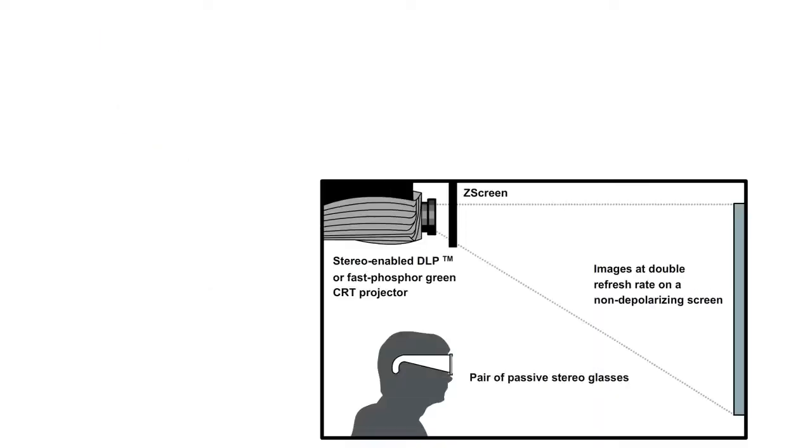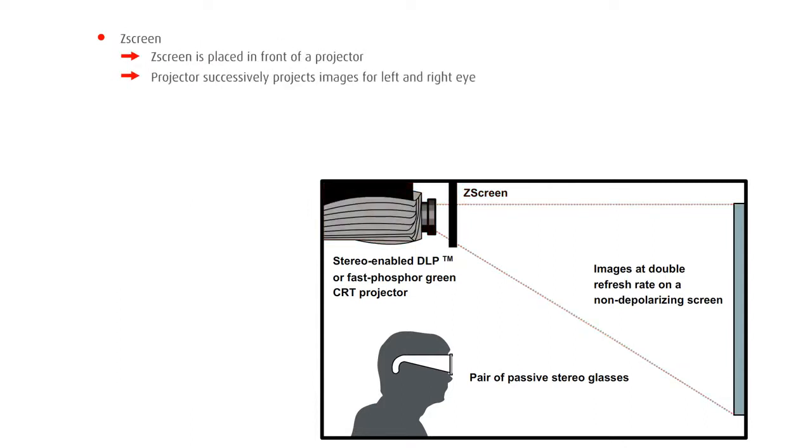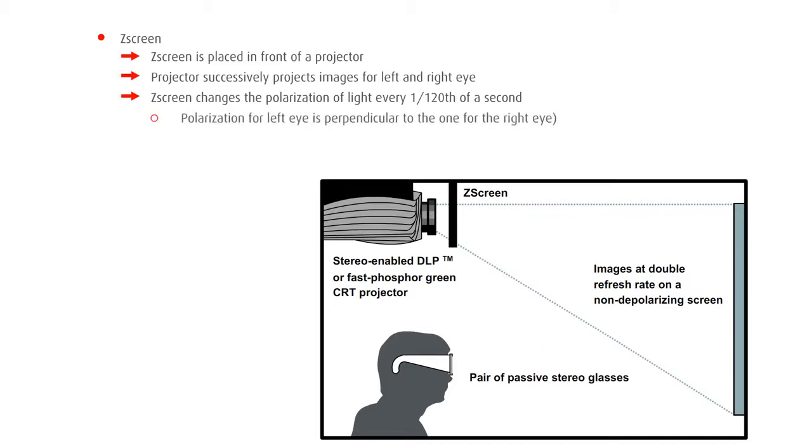The first way to send different images into the left and right eyes of spectators in a cinema or auditorium is to put a so-called Z-screen in front of a projector that successively projects images for the left and the right eye. The Z-screen changes the polarization of the light from vertical to horizontal every 1/120th of a second, making sure that the polarization for the left eye is perpendicular to the one for the right eye.